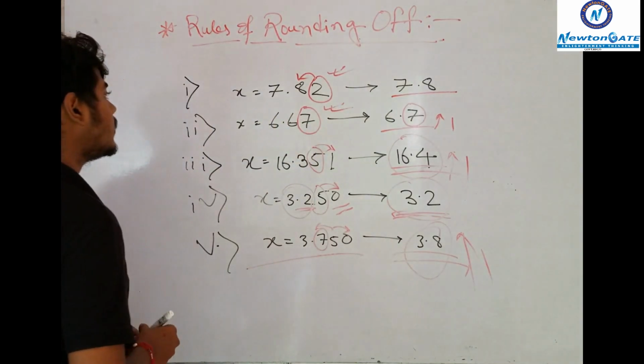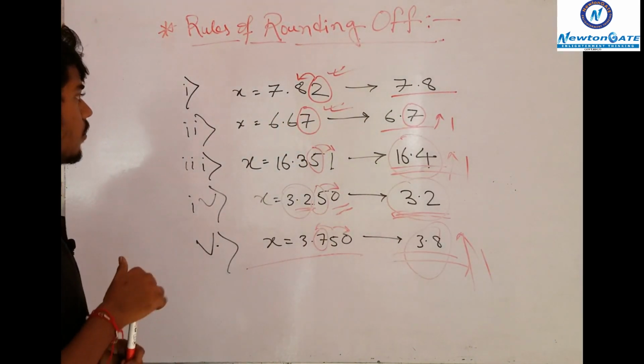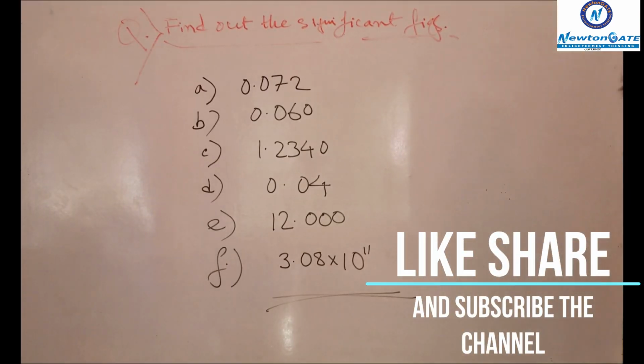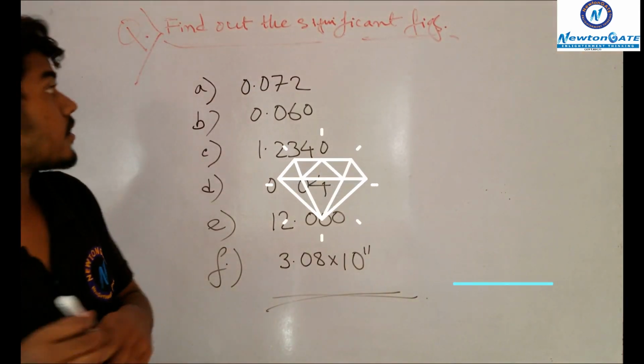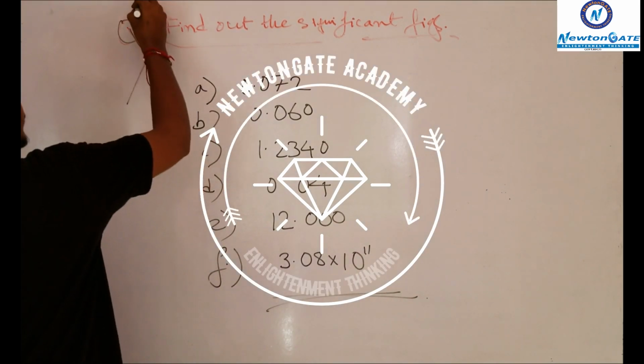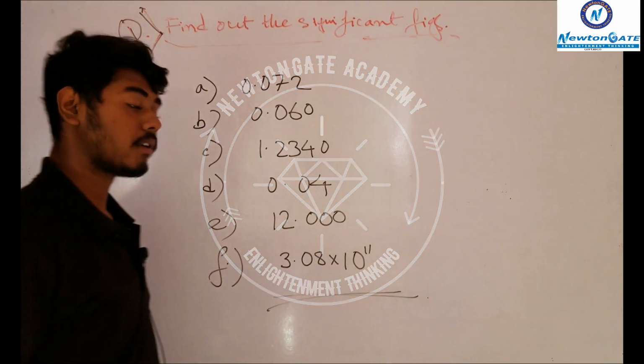So these are the rules of rounding off. Okay. Now find the number of significant digits here. This is your question, you need to solve this one. So note it down in your copy and solve it now.